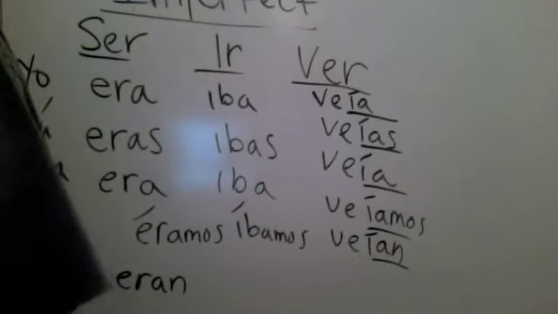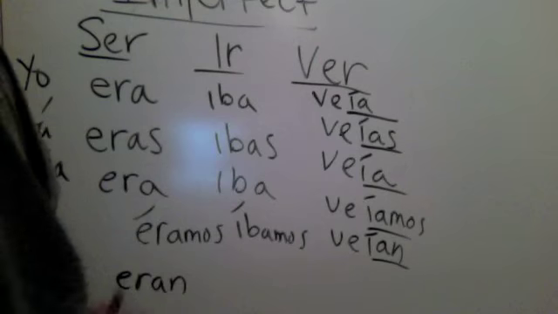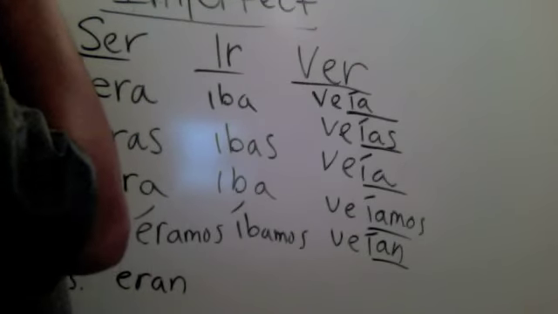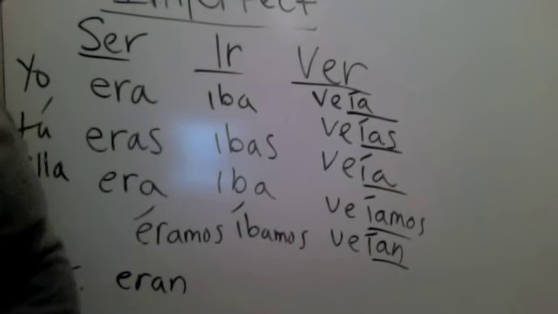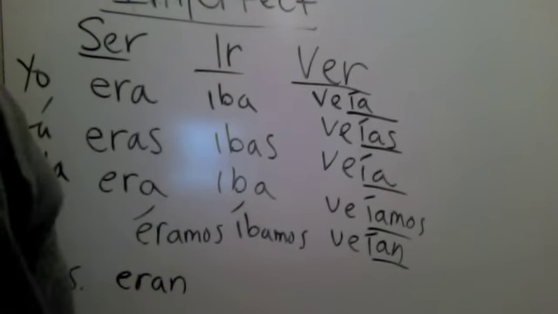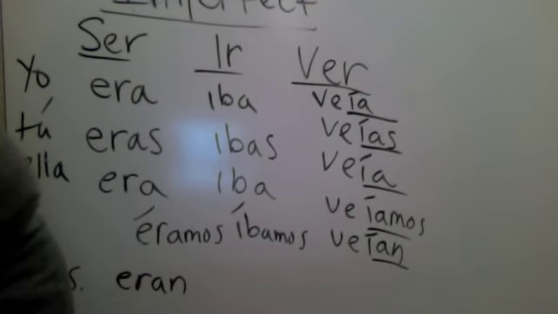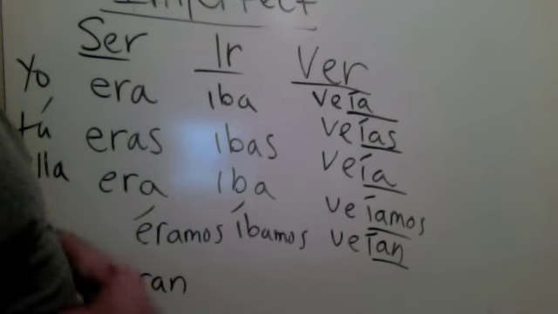Okay? So those are your three irregulars, and that's why the imperfect is so great. So just memorize these. If you have the yo form, you can kind of get the rest. But other than that, that's it for the imperfect. There are no changes of meanings. There are no weird things you have to know about. No stem changing. That's it. If you follow those rules, you should be golden.